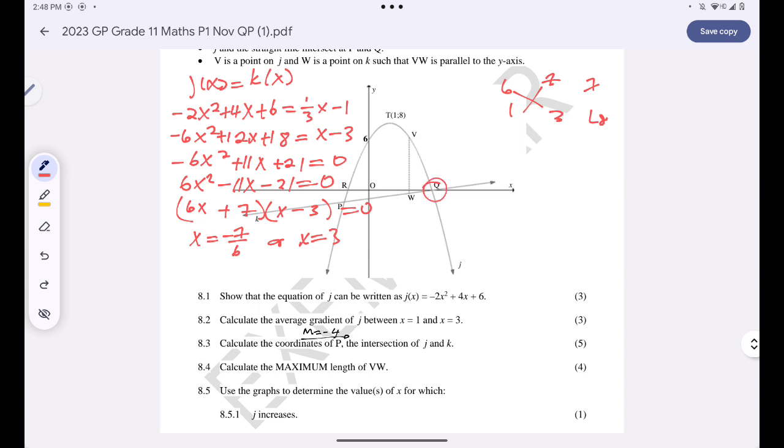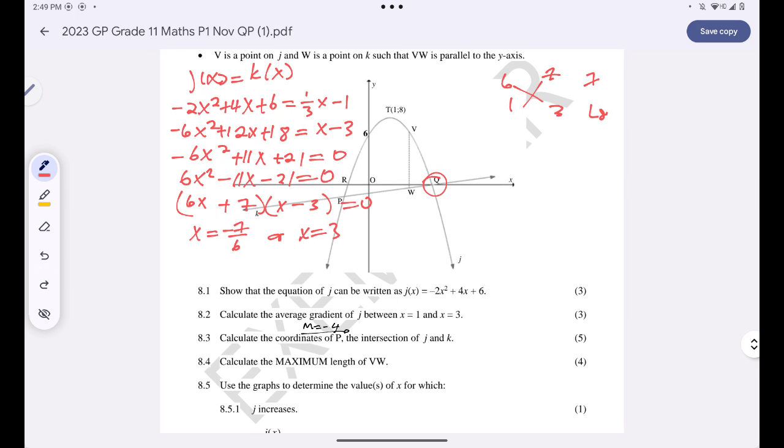That means the value of q there, we have x is equal to 3, and this one is the one which is at point P. So for me to find the corresponding y value, I can simply say k of -7 over 6. It's over 6, right? Not over 3. It's -7 over 6 minus 1.